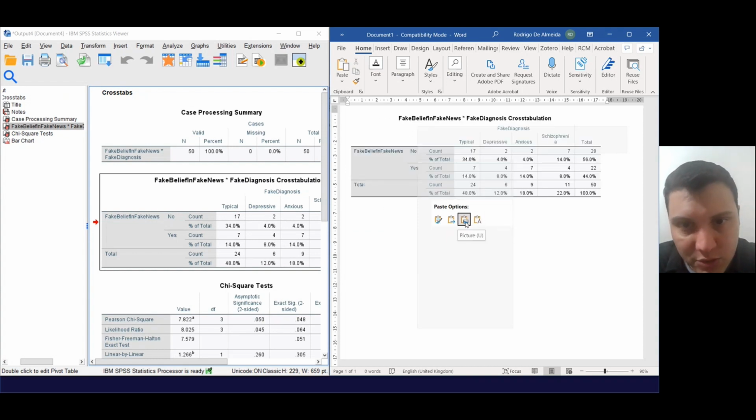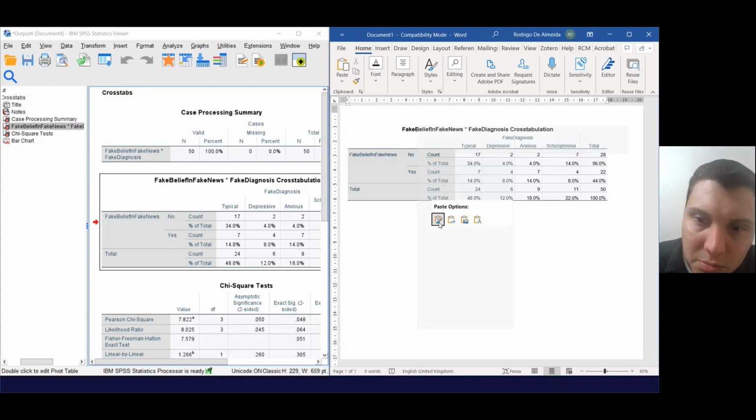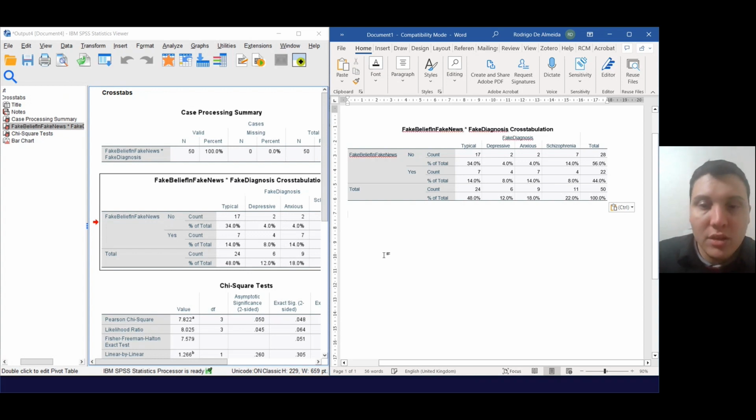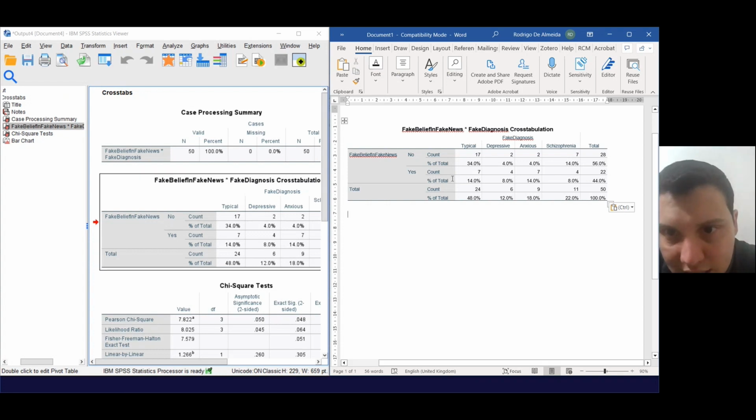We don't want a picture because we cannot edit the picture, and we don't want to keep text only because that's going to get rid of the cells, so we are not going to have the borders to work with. So we might just paste it here. Now, I'm going to show you that that's actually not a good idea at all, to just copy and paste from SPSS. Why is that?